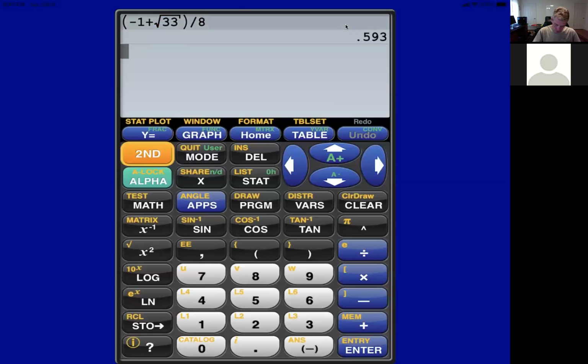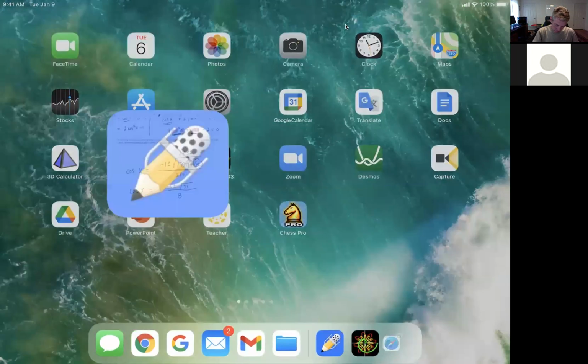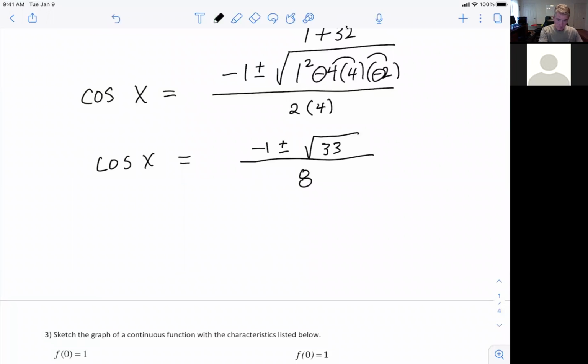0.593. And then also do the quadratic formula with minus in front of the radical. So a 0.593 and a negative 0.843. So that means that cosine of x could equal 0.593, or cosine of x could equal negative 0.843.